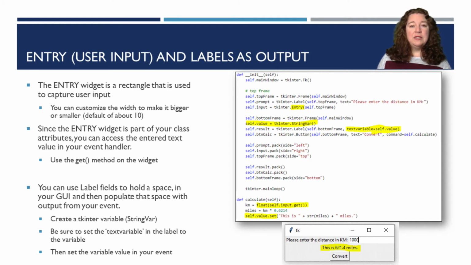You could have added some default values in there. I didn't want to. I wanted it to be blank to begin with, so I just made a blank StringVar. Then when I create my label, I'm going to use the textvariable attribute. You can see it's highlighted here in yellow.